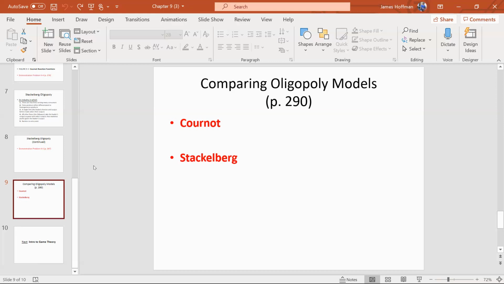And so we're going to look at one more big example, which we compared it to. So we'll have the same demand function, the same cost functions, but let's analyze it for both the Cournot and the Stackelberg, and you can see the difference when you do the analysis side by side. So let's compare the oligopoly models on page 290 by analyzing it from the Cournot perspective and then the Stackelberg. Okay, so go back to the Word document.